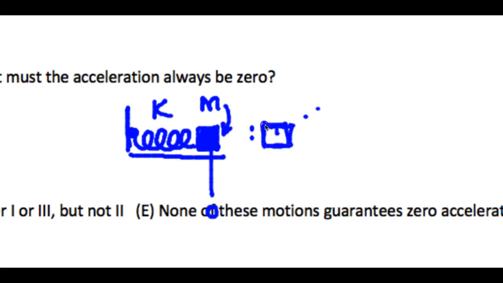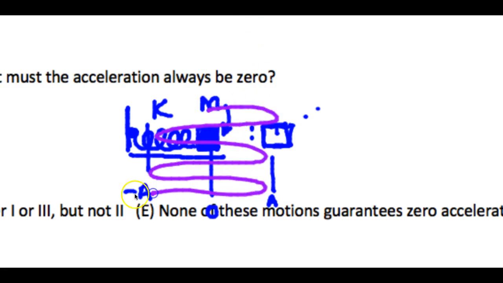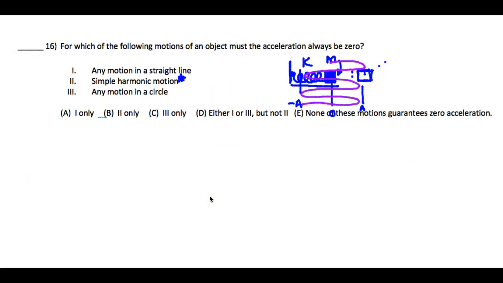Let's zoom in on that. It's going to wiggle back and forth. We're going to call that maximum displacement its amplitude, and it's also going to have a negative amplitude. It's basically going to wiggle back and forth and make essentially a sine function. So it's continuously getting faster and slower during the simple harmonic motion. And if it's getting faster and slower, then that is a non-zero acceleration. That's a changing acceleration, actually. So choice number 2 can't be one of our answers because it's accelerating.